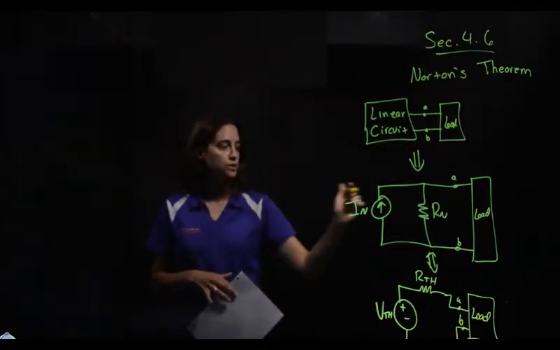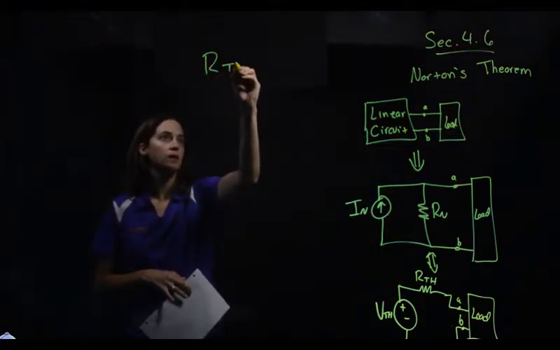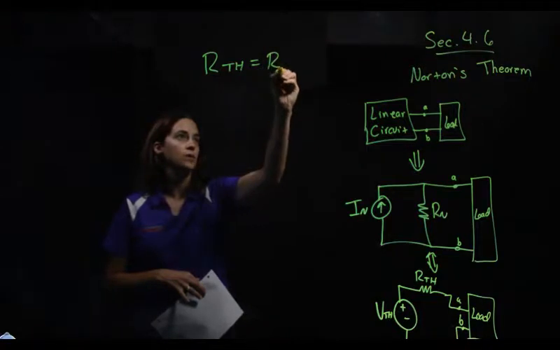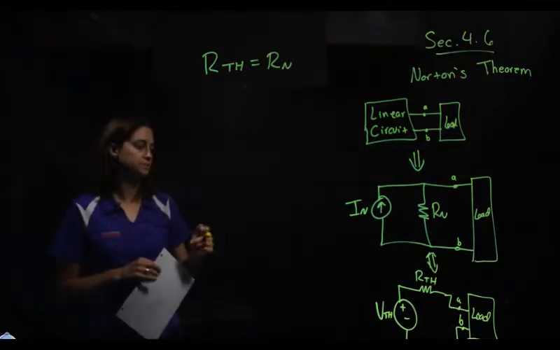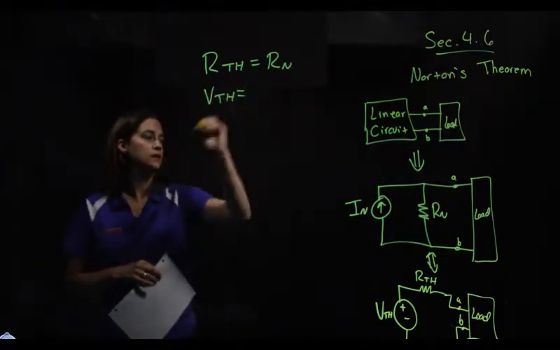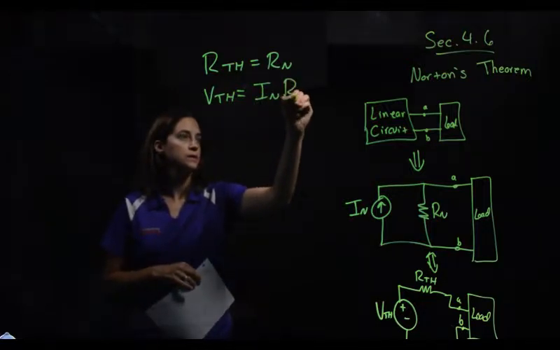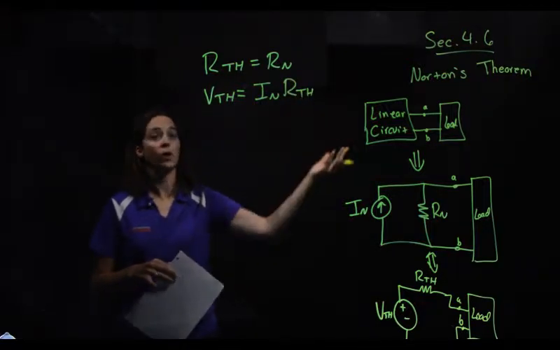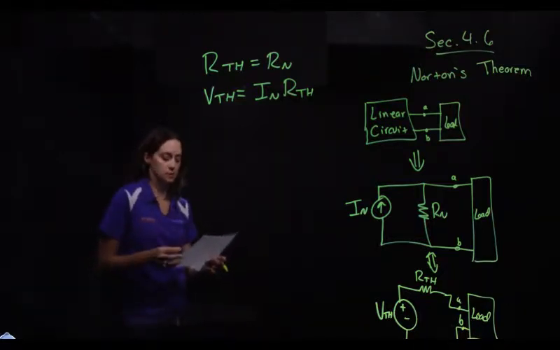It's going to give you the same thing. So remember, in a source transformation, this R stays the same. So that means that R Thevenin is equal to R Norton, and we're going to find it in the exact same way that we found R Thevenin. That then tells us that V Thevenin, with V equals IR, is I Norton times R Thevenin, or R Norton, since they're the same exact thing. So we can go back and forth between the two this way.